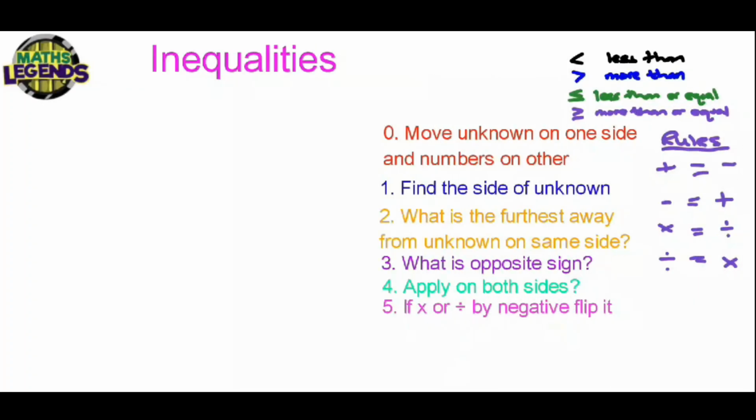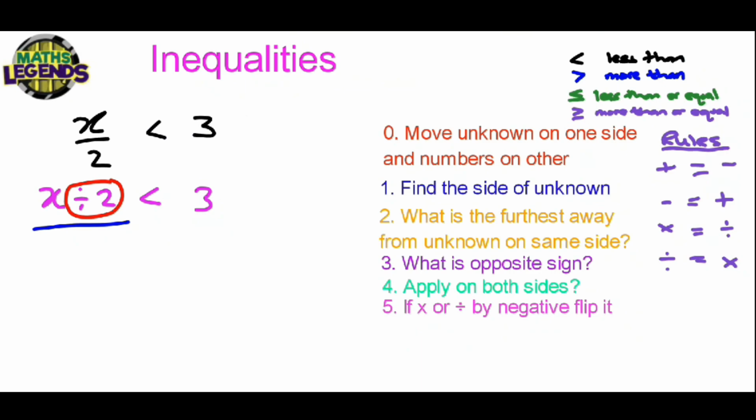Now let's say we have a fraction, so x over 2 less than 3. So this is the same as saying x divided by 2 less than 3. The unknown is on the left hand side. We want to get rid of this 2. So this is a divide, so we need to use a multiply. So we're going to do a times 2 on both sides.